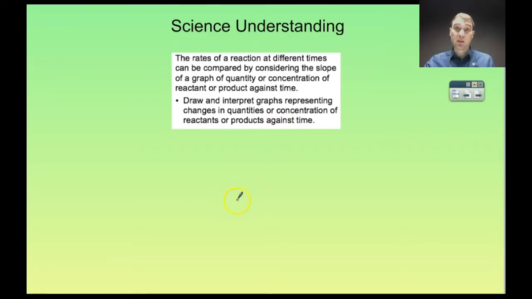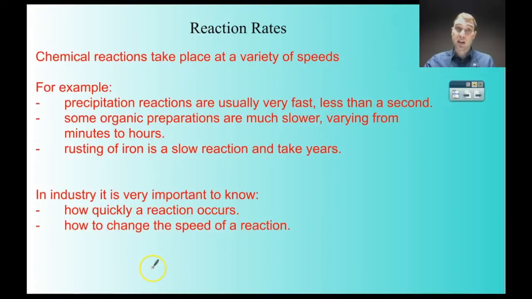So the science understanding we're going to look at: rates of reaction at different times can be compared by considering the slope of a graph of quantity or concentration of reactant or product against time, and you need to draw and interpret graphs representing changes in quantities or concentration of reactants and products against time. So let's talk about reaction rates.